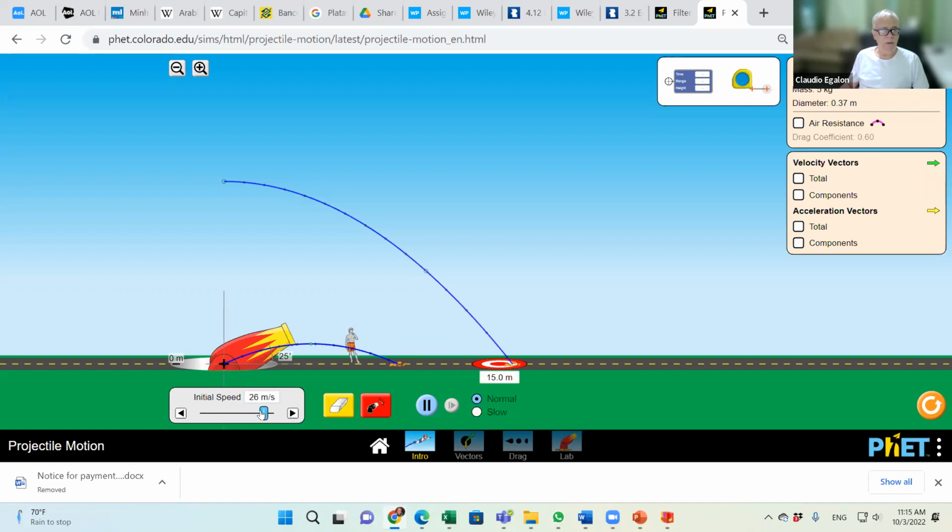We can increase the speed. What's going to happen to the projectile? Oh my goodness, it flew all the way down. You can see that the range is much higher, right, than the other one. That's because the range changes with the square of the speed, right? Let's decrease it a little bit more. Okay, yeah, we get another range, and so on.